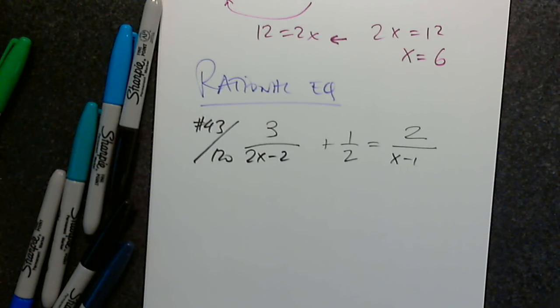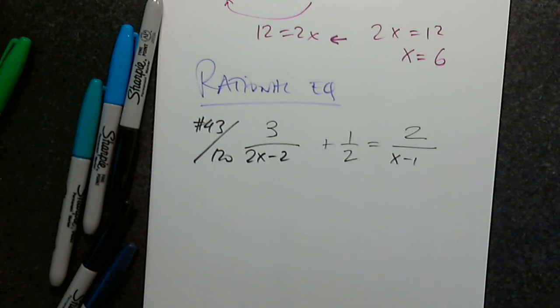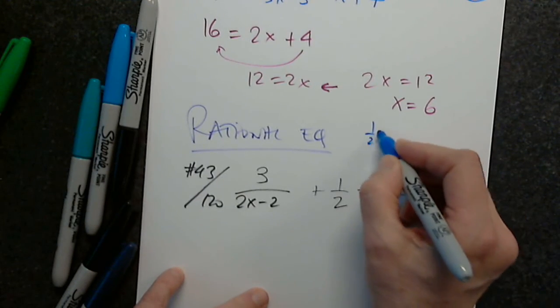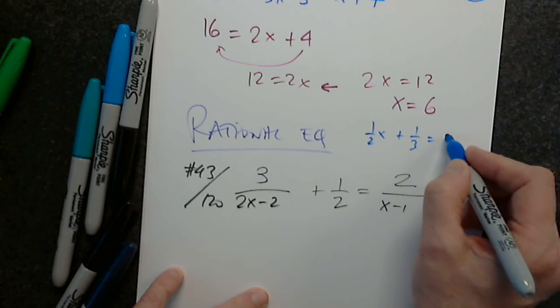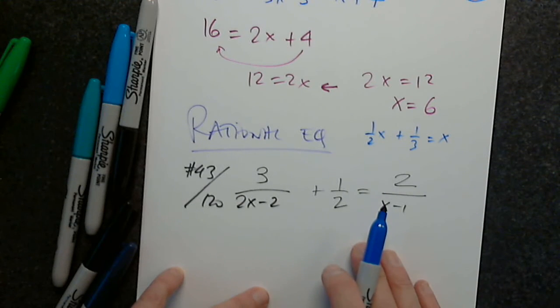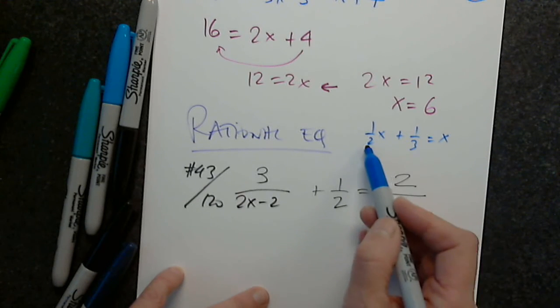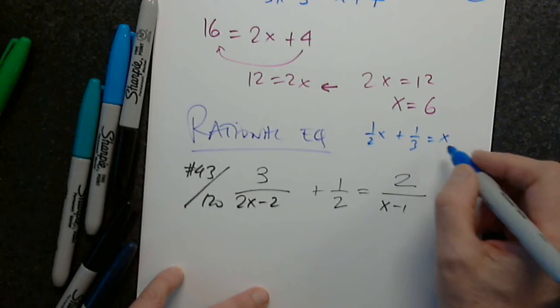Why is this a rational equation, first of all? Yes, please. There's x in the denominator. Exactly, that's the correct answer. If there is no x in the denominator, that equation cannot be rational. Something like 1/2 x plus 1/3 equals x is not a rational equation. It does not have x in the denominator. This is linear.